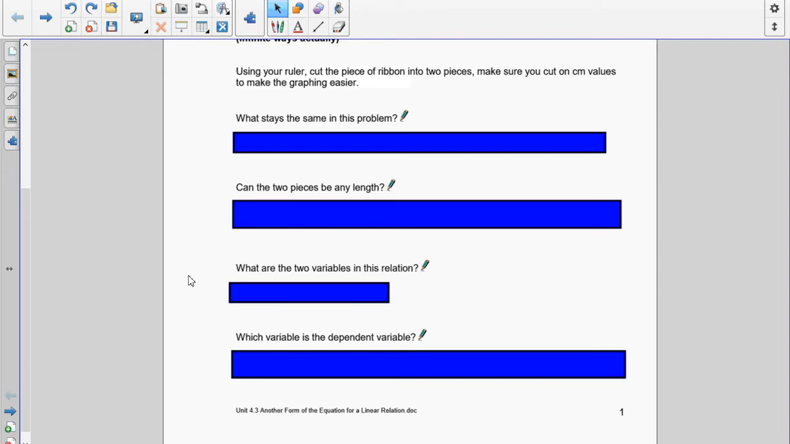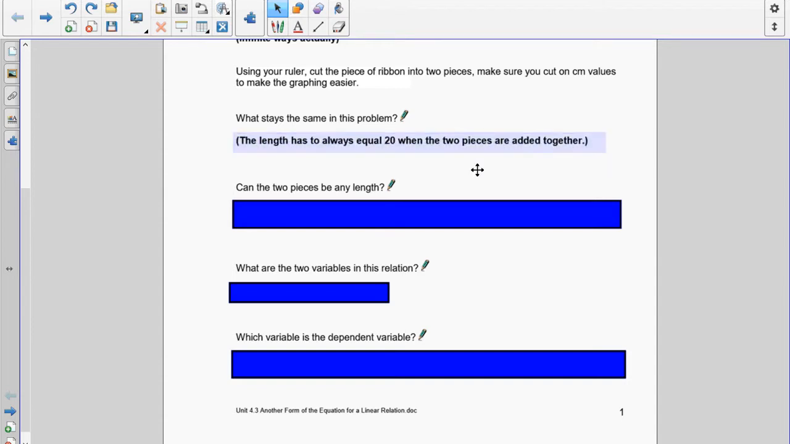Now looking at your two pieces of paper, what stays the same in this problem? Well, regardless of how you cut the first piece and what you had left over on the second, when you put them together, they will always make 20 centimeters because that's what you started with.